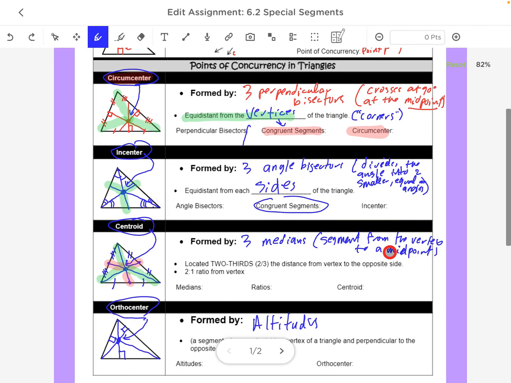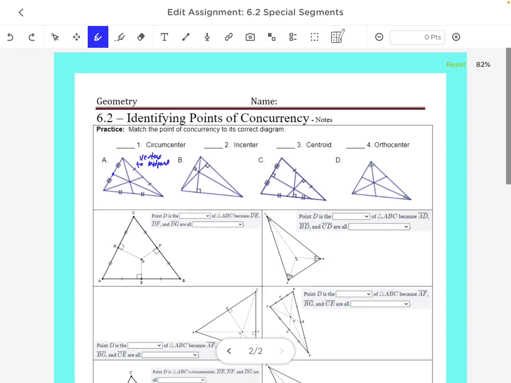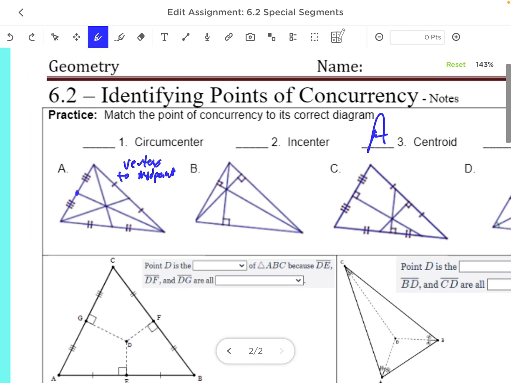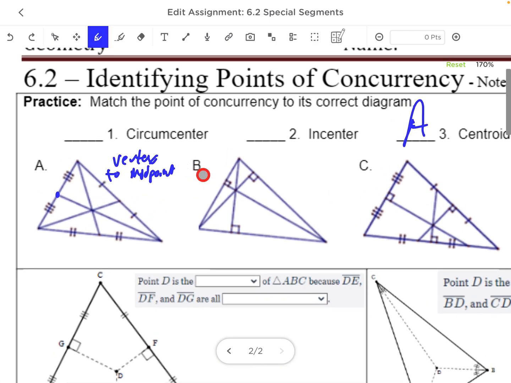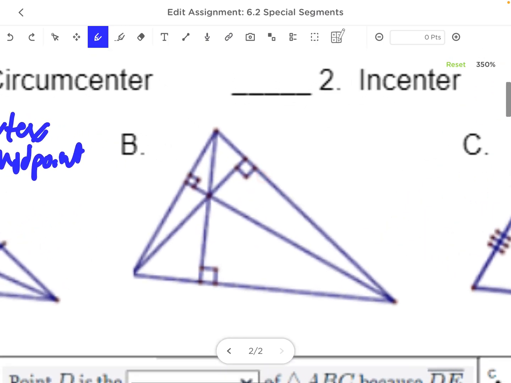Okay, so from the vertex to the midpoint is called a centroid, right? So let's go ahead and go over there. So that's going to be A. So centroid, vertex to the midpoint. All right, so on B, let's look at B. B, what do we got here?